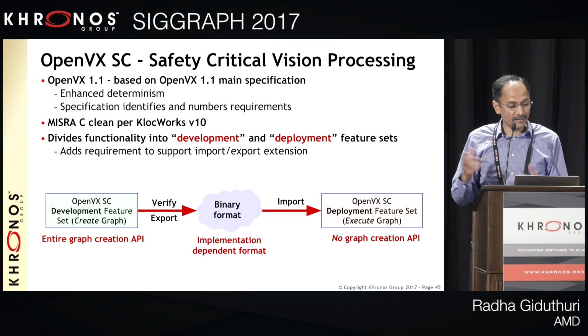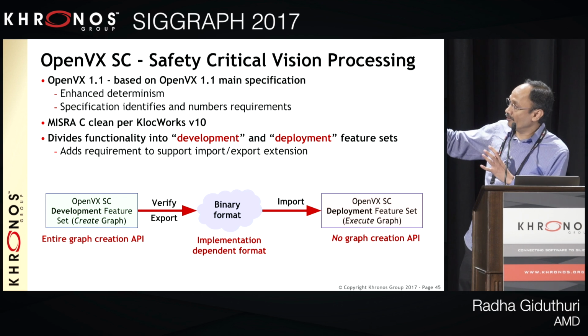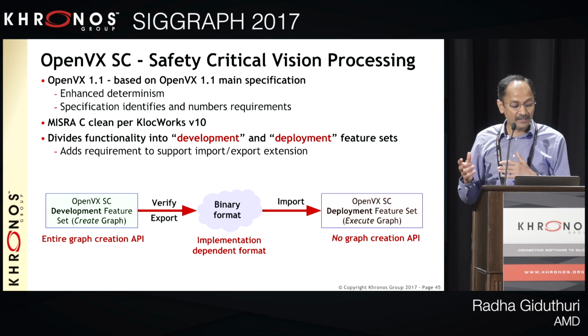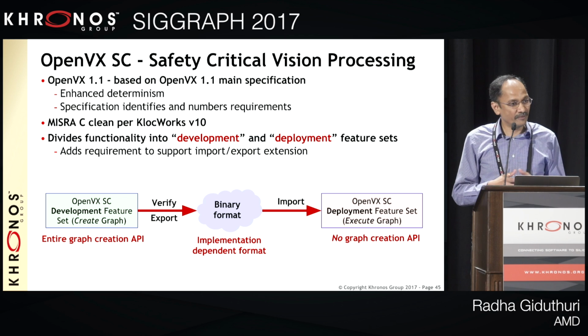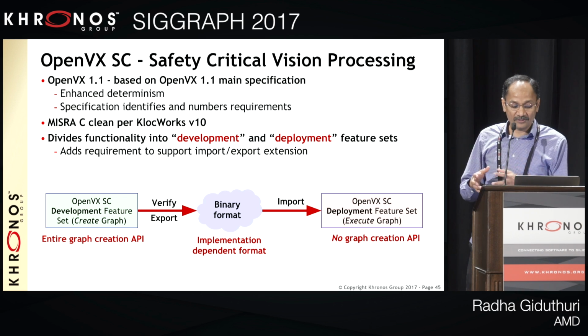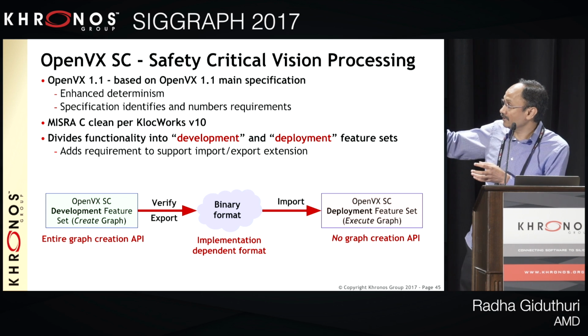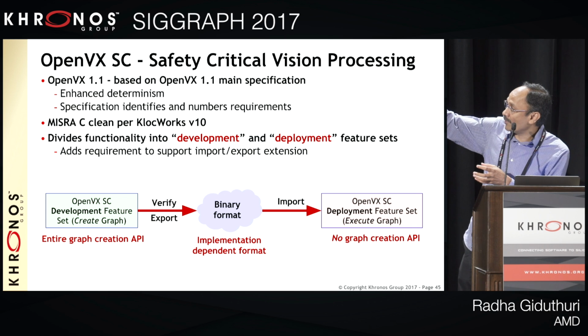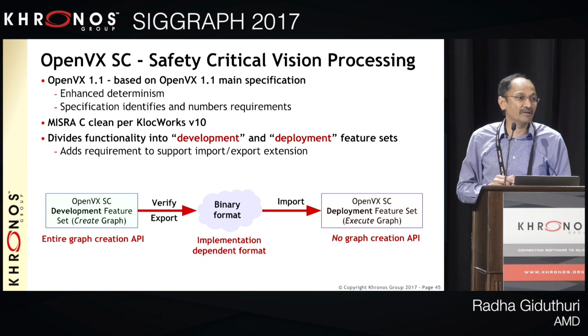And yeah, here is an example, an overview of how the flow looks. You have a development feature set, which is the standard OpenVX feature set that we have. Once you create a graph and export it, you get this binary blob. You can think of it as a binary implementation. The safety critical deployment feature set, the part that executes, is the key part of the safety critical feature.